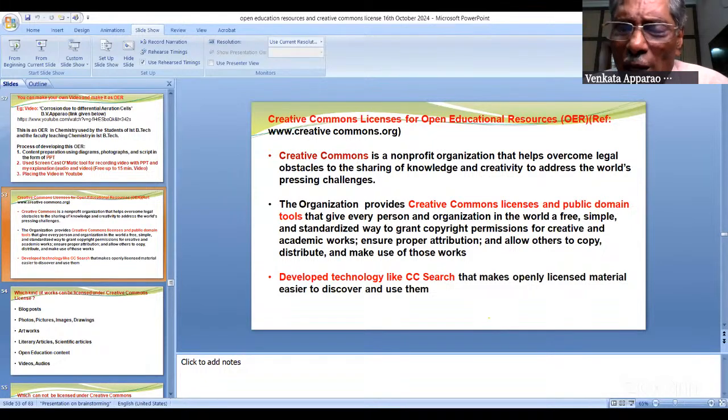So this Creative Commons gives license for all OERs without charging much fees. It is a non-profit organization. It is also funded by philanthropists. Just like MIT Open Courseware, all open coursewares are funded by philanthropists. It is philanthropy which is sustaining the OER movement and also Creative Commons licensing.